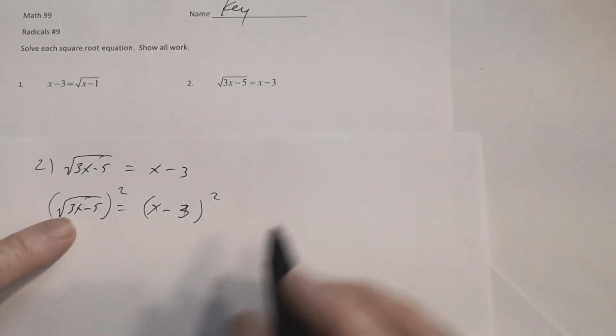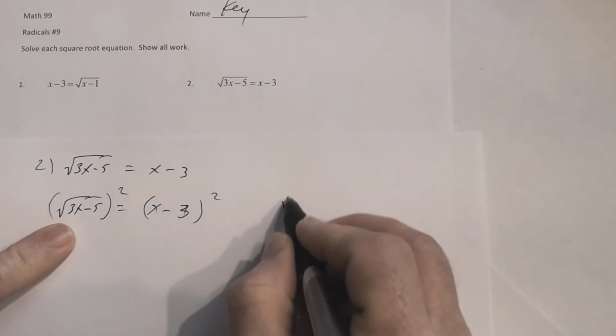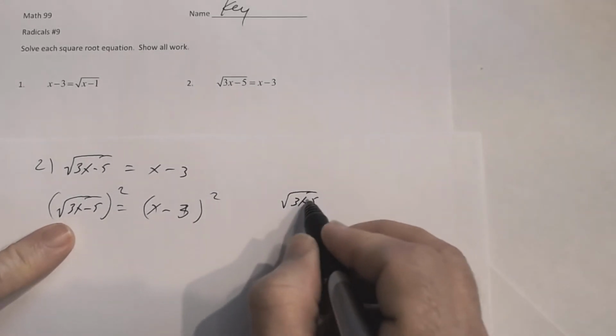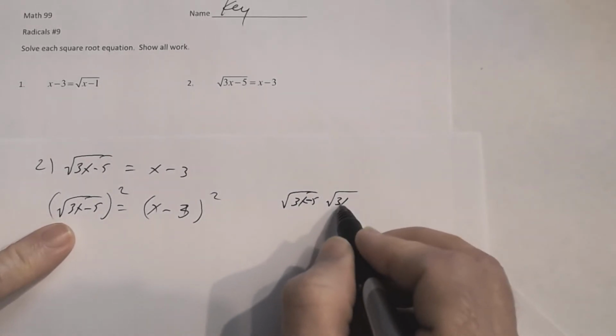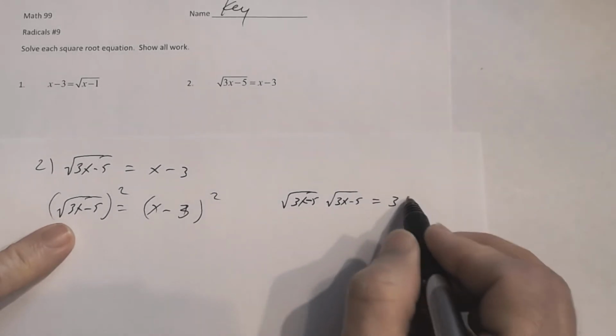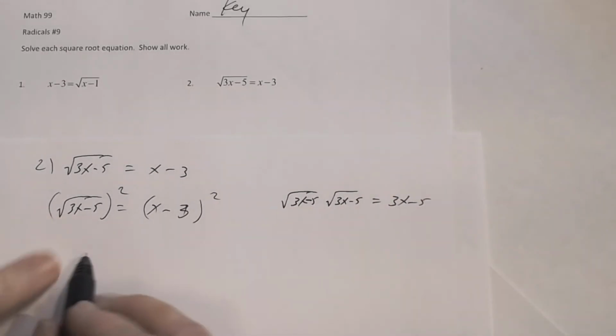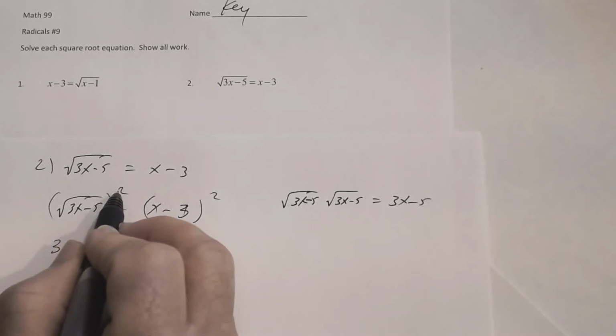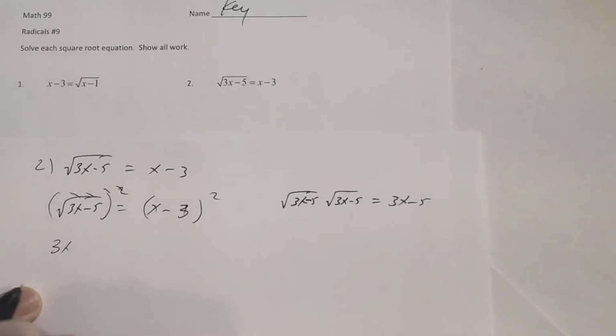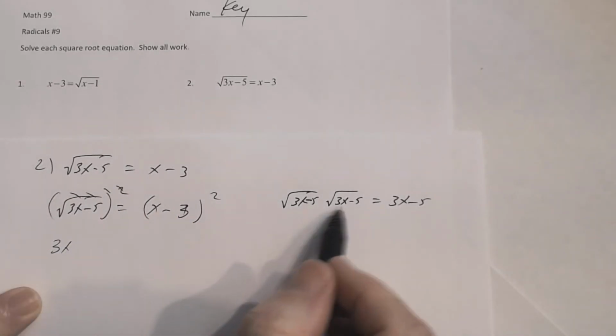Now remember, on the left side, what you have here is the square root of 3x minus 5 times the square root of 3x minus 5. Well, that's just the radicand, 3x minus 5. Remember, the square root and the square undo each other. Those are inverse operations, so that's why it's just 3x minus 5. That same idea here.